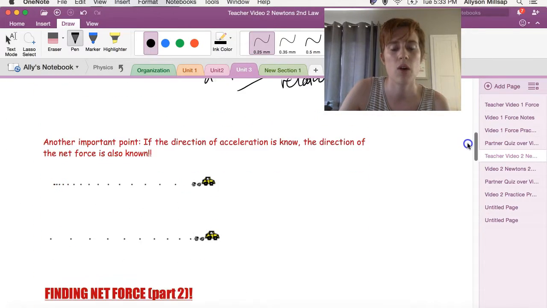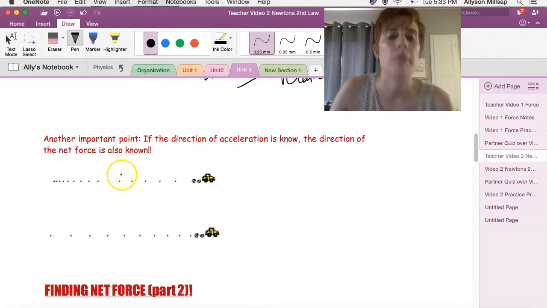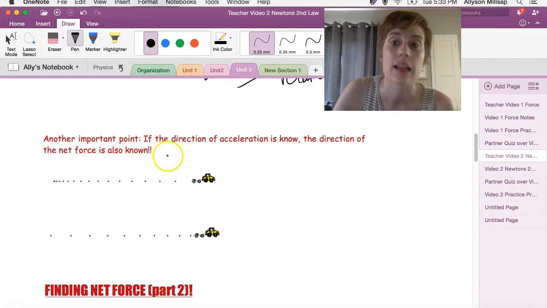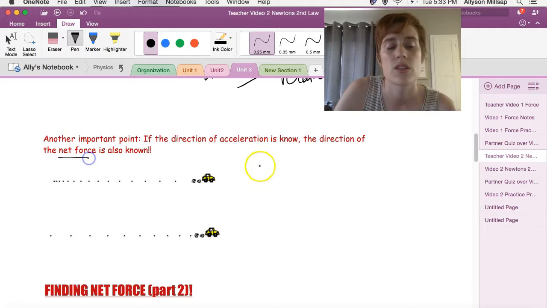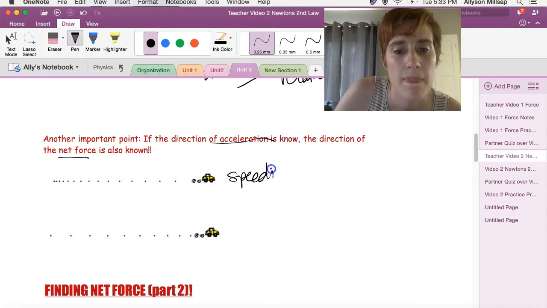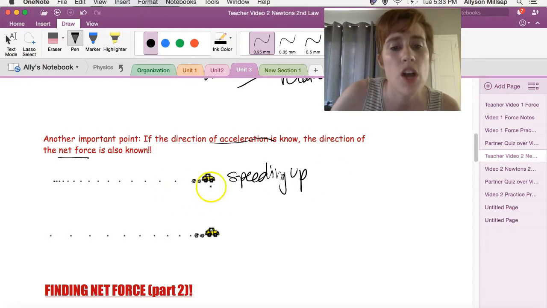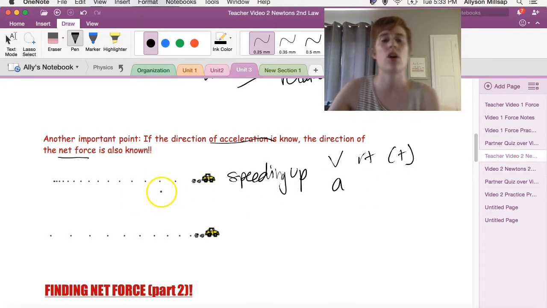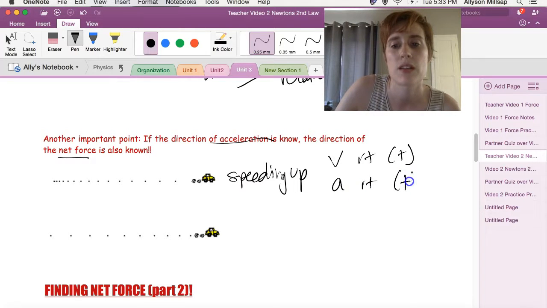So, and then this next point here is just a reiteration of what we learned today in class. If the direction of the acceleration is known, the direction of net force is also known. Because if acceleration is moving, like let's look at this example. Here, the car is speeding up. Okay, we know that it's moving to the right. So velocity is to the right or positive. What does that mean about the acceleration? The acceleration is also moving to the right. It's positive because it's speeding up, right? When it's speeding up, your velocity and your acceleration should be the same direction.